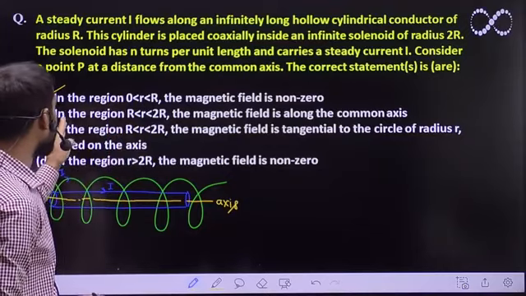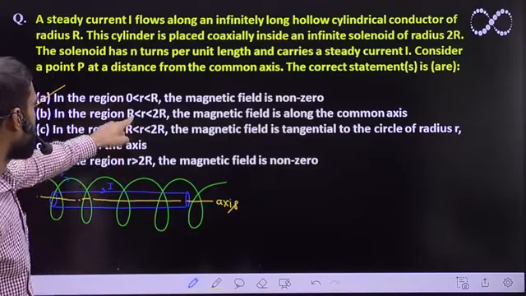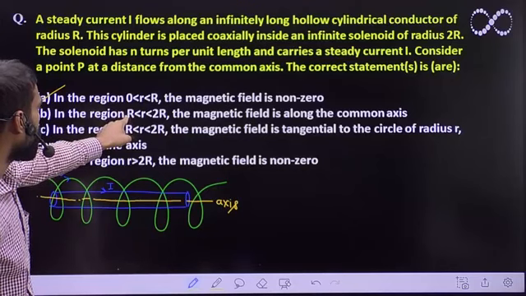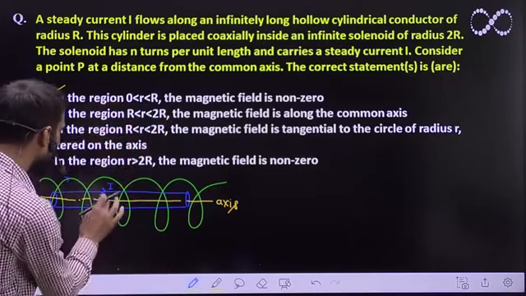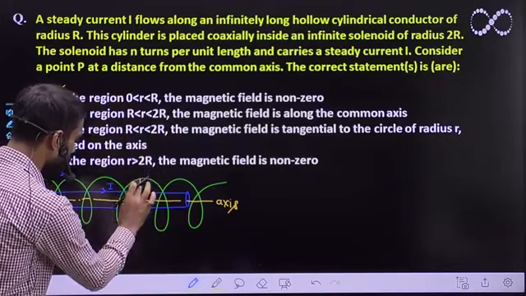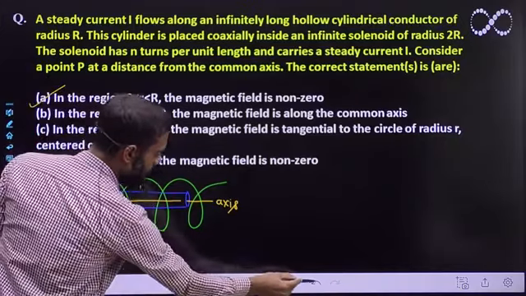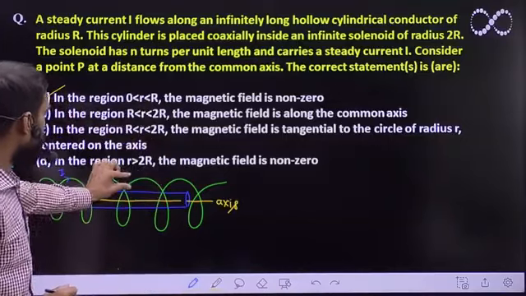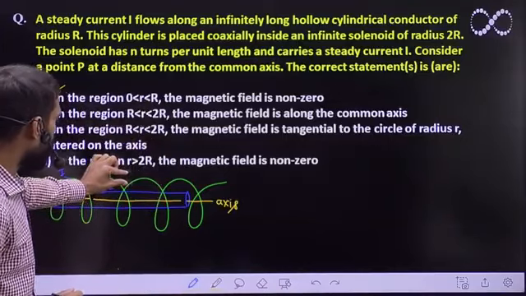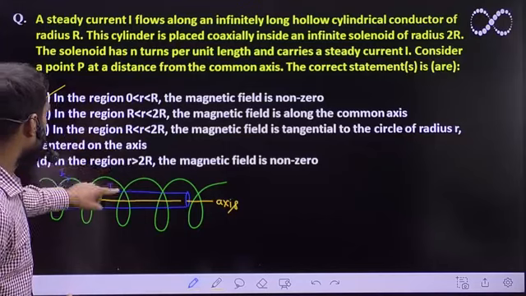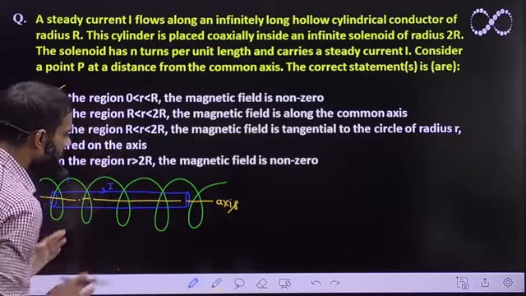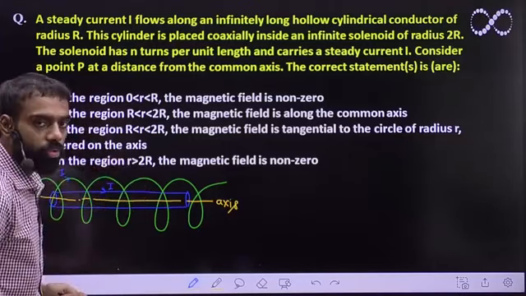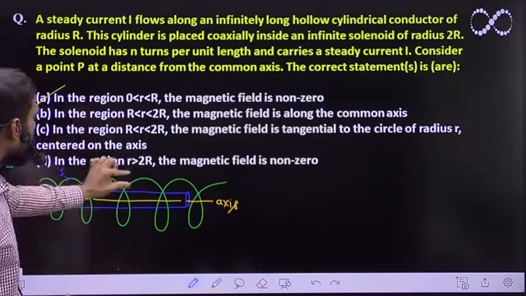Let us see option B. In the region r greater than capital R and less than 2R, it is talking about this region. In this region you will get the magnetic field due to both. Due to the cylinder you will get a magnetic field, and due to the solenoid also you will get a magnetic field. So there will be some magnetic field here.